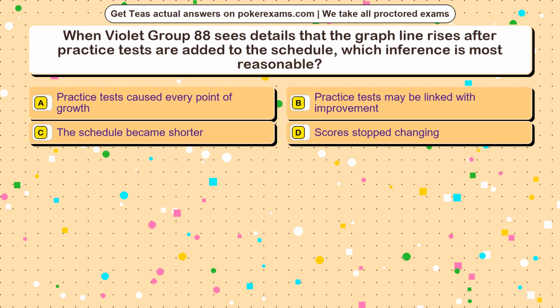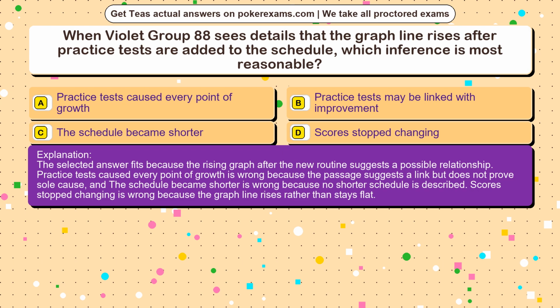The correct answer is option. The selected answer fits because the rising graph after the new routine suggests a possible relationship. Practice tests caused every point of growth is wrong because the passage suggests a link but does not prove sole cause, and the schedule became shorter is wrong because no shorter schedule is described. Scores stopped changing is wrong because the graph line rises rather than stays flat.